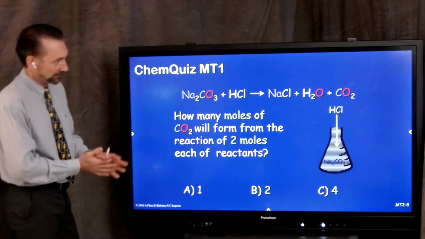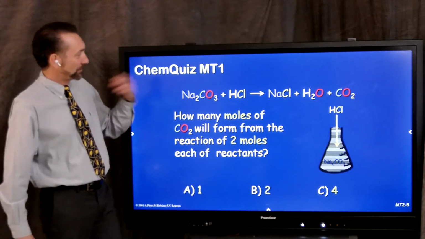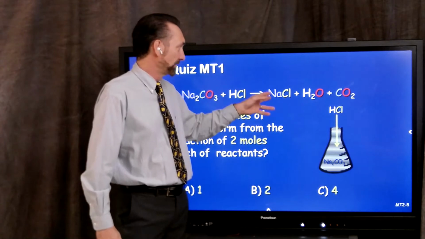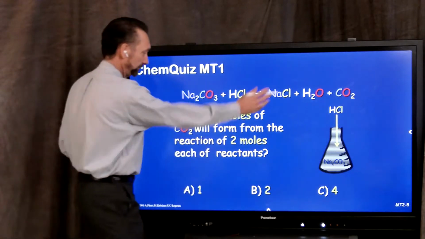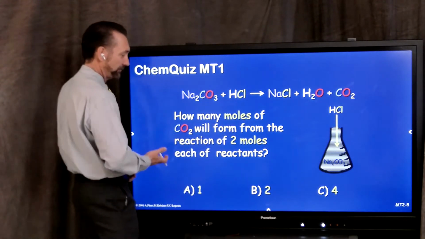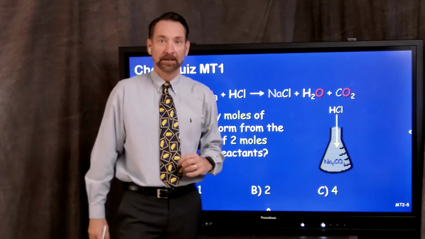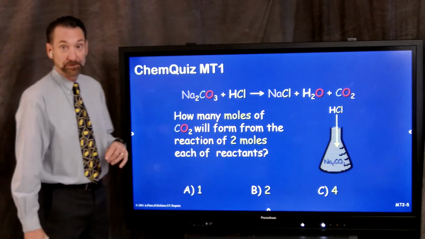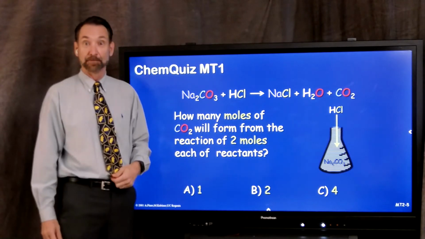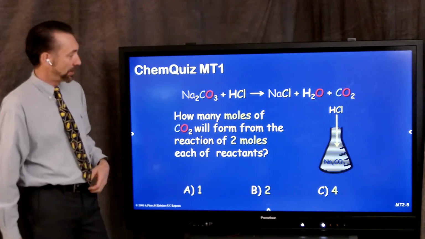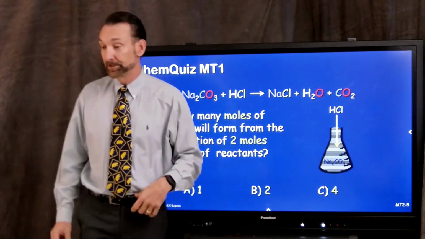Okay, so let's take it one step further. Here's sodium carbonate reacting with hydrochloric acid, forming sodium chloride, water, and carbon dioxide. How many moles of carbon dioxide will form from a reaction of 2 moles of everything? So I'm going to take 2 moles of everything. How many carbon dioxide moles will be formed? Think about that for a minute. We'll talk about it in our breakout rooms and see what we're thinking.